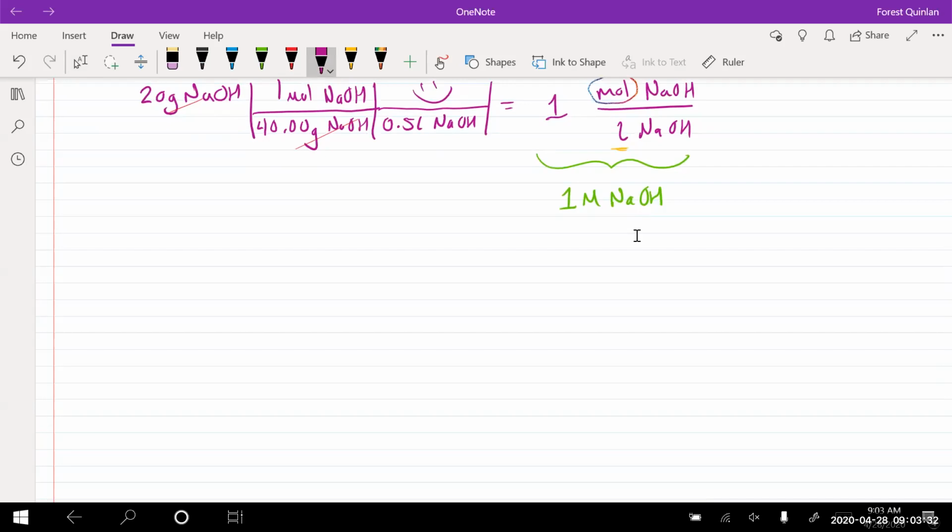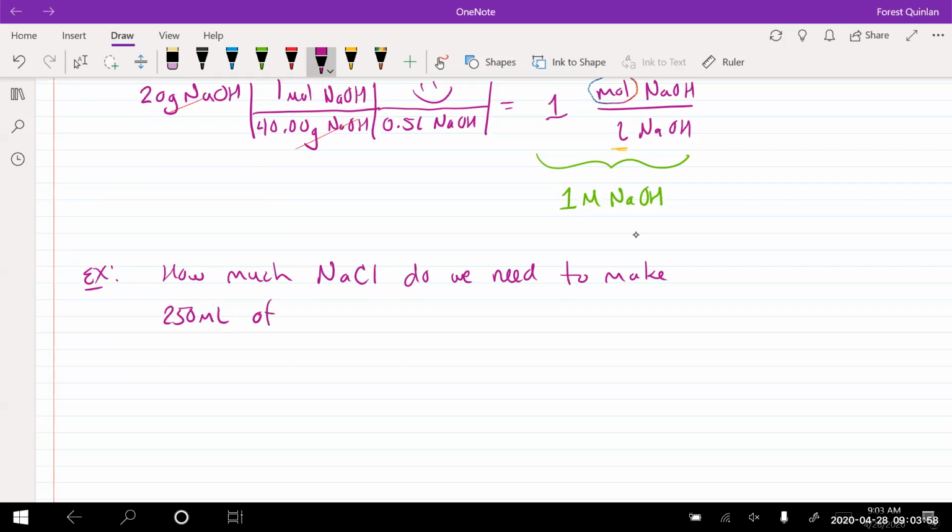Let's do another example here. How much NaCl do we need to make 250 mils of 0.15 molar NaCl?